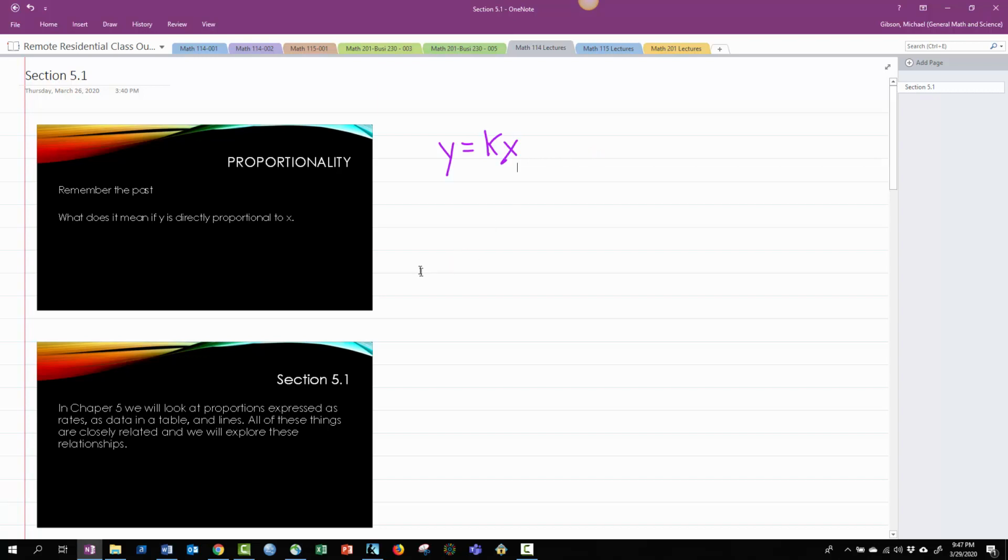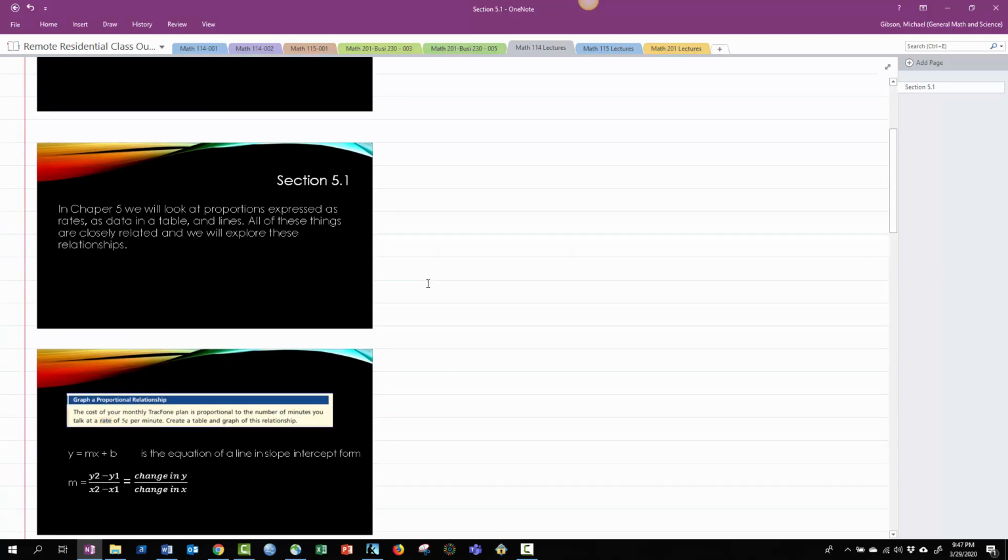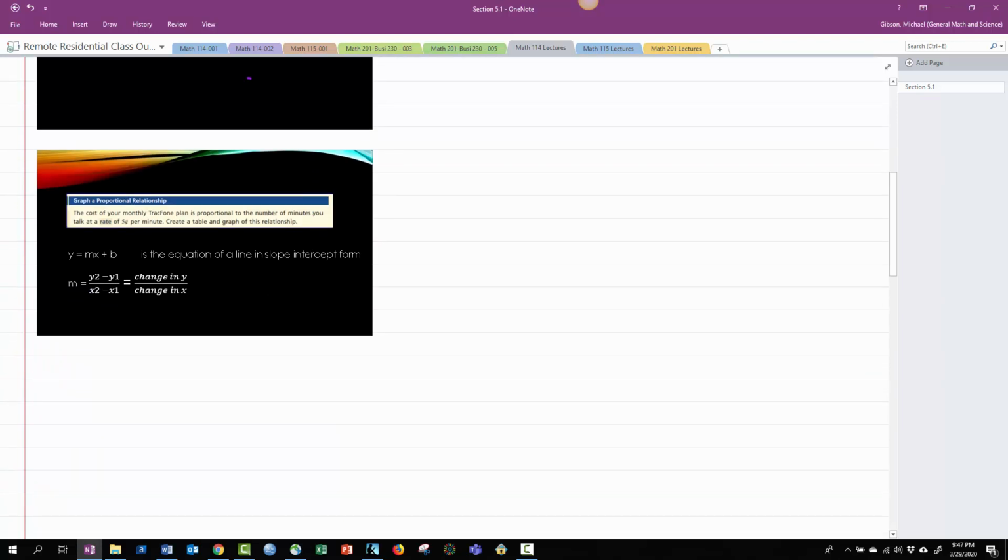Now, in Chapter 5, so we're going to start in 5.1 here, we will look at proportions expressed as rates, as data in tables, and as lines, equations of lines. All of these things are closely related, and we're going to explore the relationships. That's essentially what we're going to do here. So in this section, let's talk about rates a little bit.